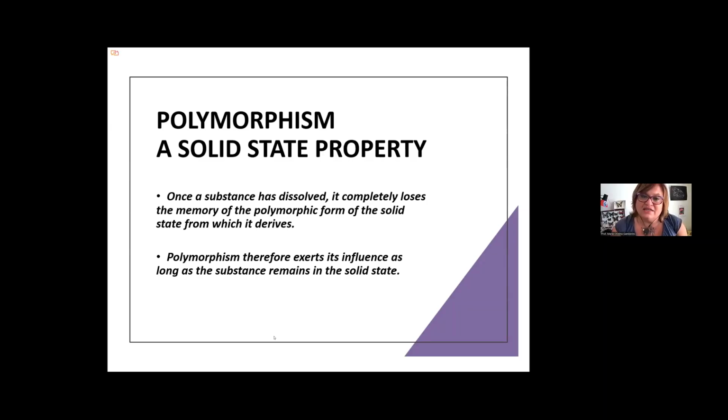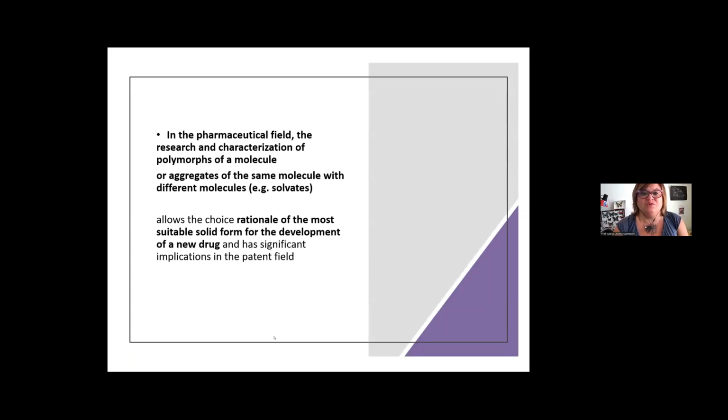A substance has polymorphism when it is a solid. That's it. If it's liquid, it has not. So we study the solid state, the chemistry of the solid state. When it dissolves, there is no more polymorphism. And we study not only polymorphs, we also study solvates, co-crystals, and amorphous forms. In this talk, I will talk about polymorphism in particular.